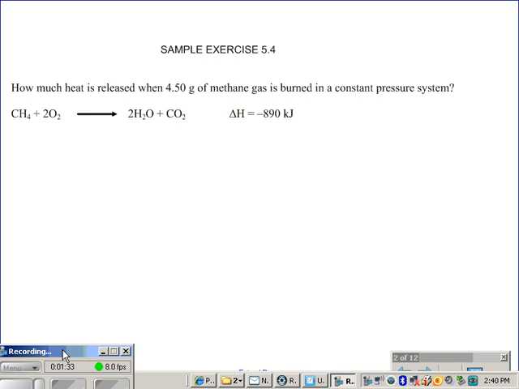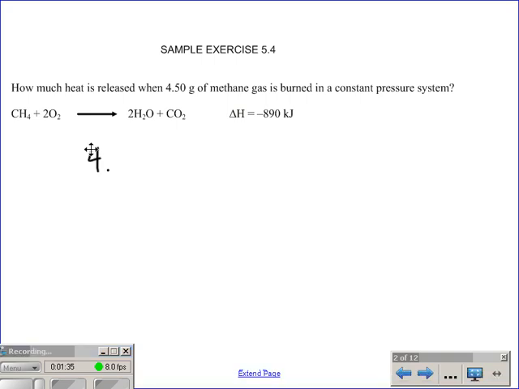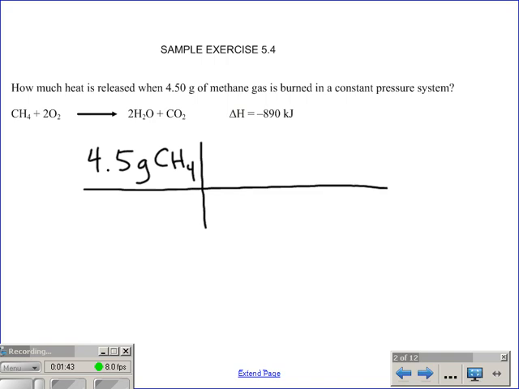All right, so I'm going to start off writing down what they give me, which is 4.5 grams of CH4. Like we usually do with grams when we're dealing with stuff like this, we're going to convert it to moles. So 1 mole of CH4 has a mass of 16 grams.